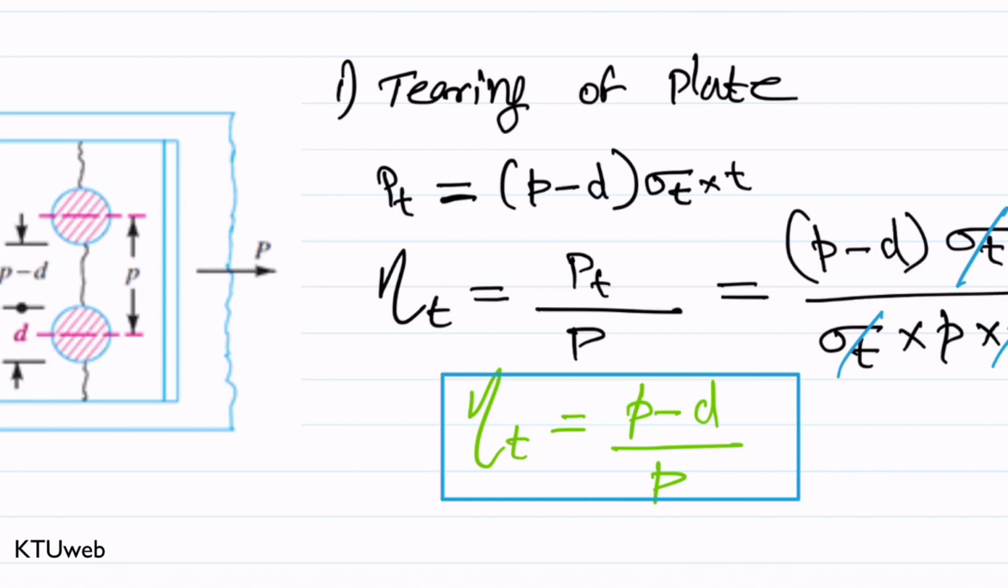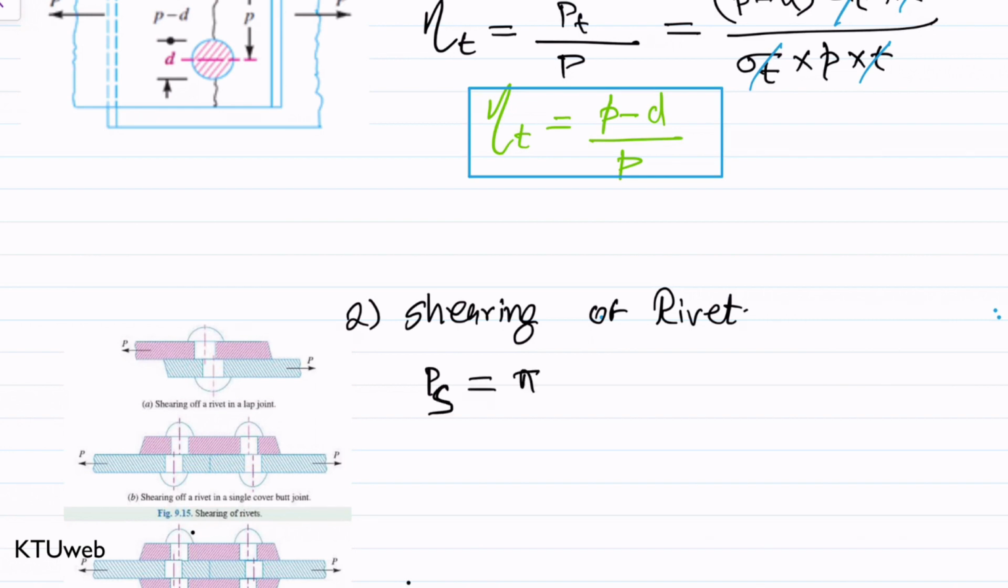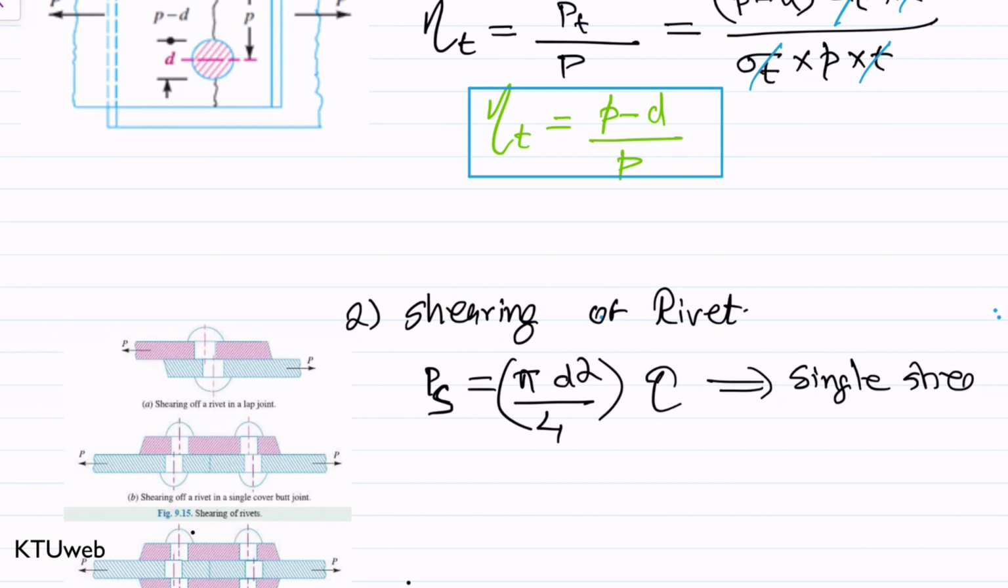In the similar way, we can also calculate the efficiency when the failure situation is shearing of rivet. So the second category is shearing of rivet. The strength of shearing of rivet, what we derived in the previous video, PS is equal to pi d square by 4 into tau. So this equation we used for single shear. Hope you remember this case of single shear.